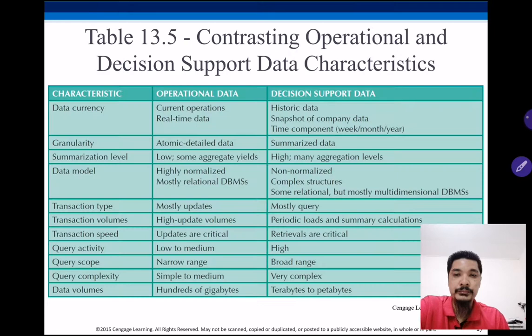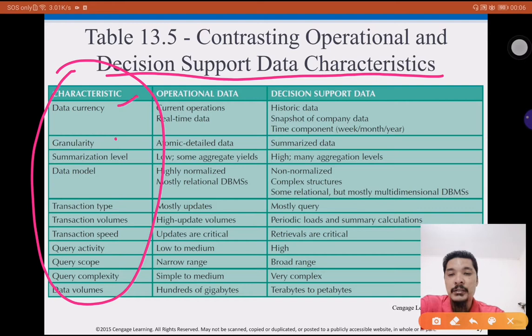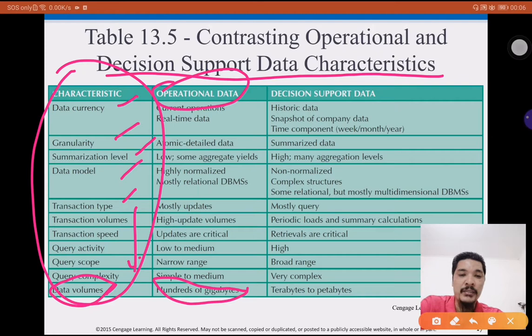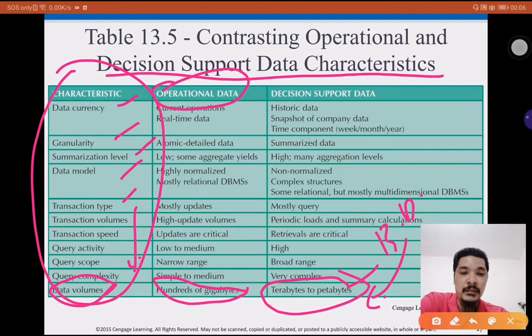Contrasting operational and decision support characteristics. This one I will not read text by text. The characteristics are something like this: data currency, granularity, summarization, data model, transactions, data volumes, big or small, scope and so on. So we have the operational data here. If let's say big data, we have hundreds of gigabytes of data, or maybe up to terabytes and also petabytes. So in big data, we can reach terabytes, petabytes, or even more than that. So this is all the decision support data. Next.